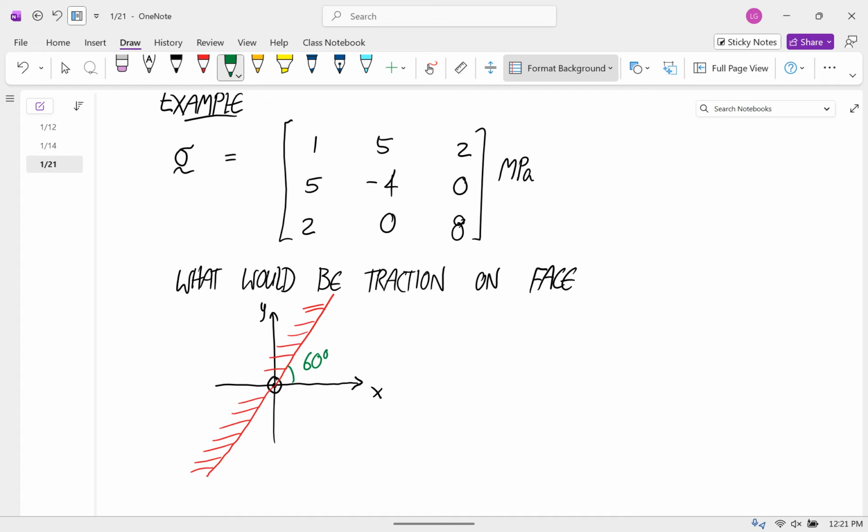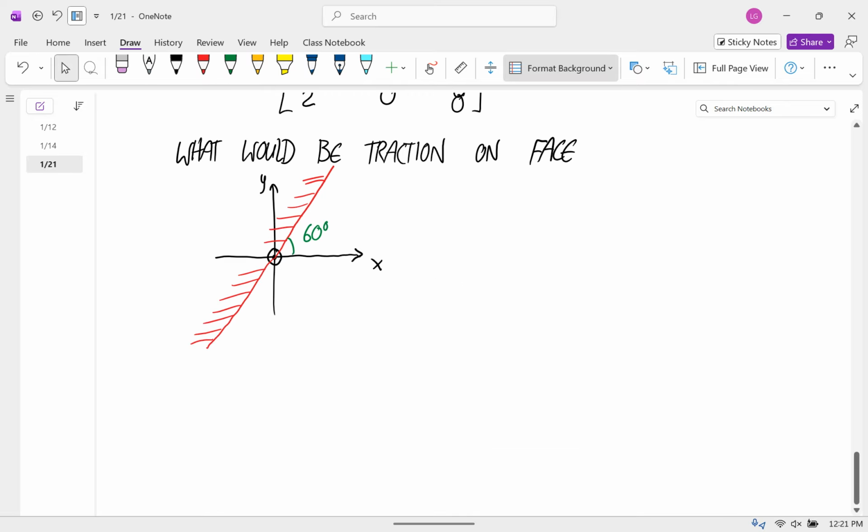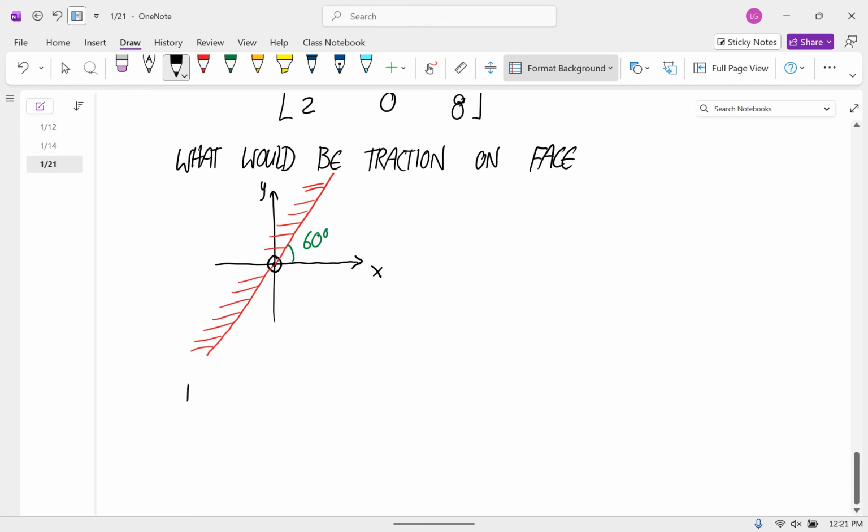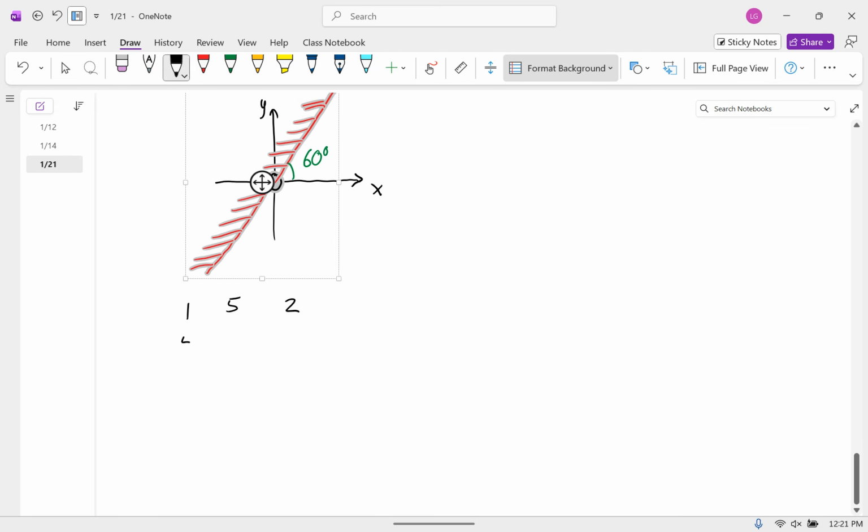Okay, so we're talking about the same material point. We haven't changed anything about the loading or anything. We're just calculating the loading that would be on a face if we had arbitrarily chosen our faces to be at a different orientation. Okay, and so we're going to go. So 152, 5, -4, 0, 2, 0, 8.